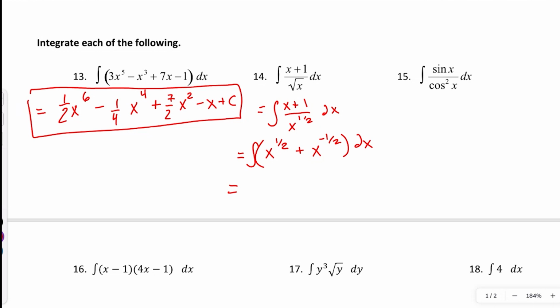Okay, so now I can just use my power rule. So I've got x to the 3/2 and then times the reciprocal of 3/2, which is 2/3, plus x to the 1/2 times the reciprocal of 1/2, which is 2, and then my plus c.